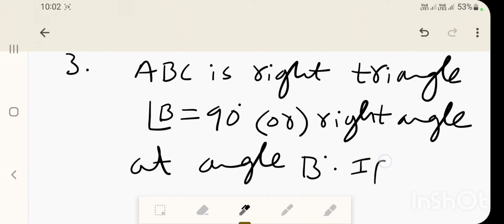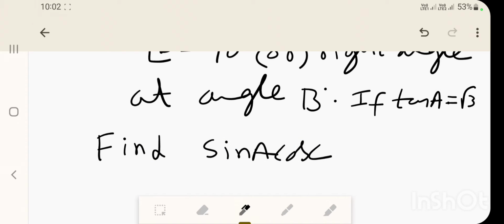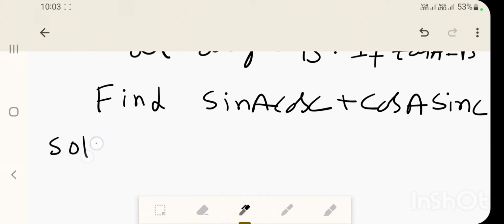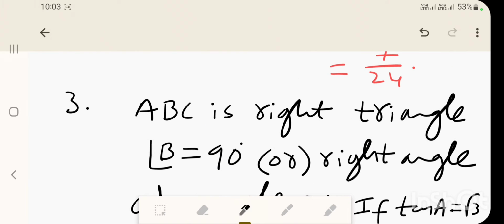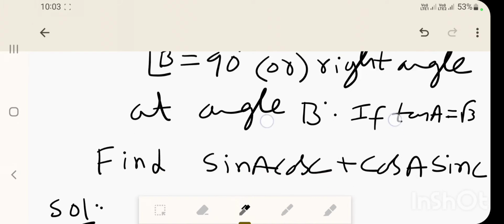Okay, if they give tan A is equal to root 3, then find what is sin A cos C. See here, it is a little typical, cos A into sin C. This is what they're asking to find. Okay, so I think it is clear. Angle B is 90 degrees and they have given tan of the angle A as root 3.